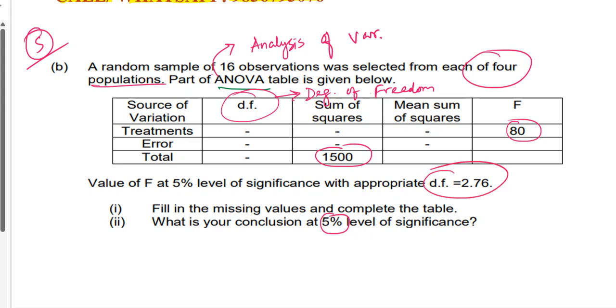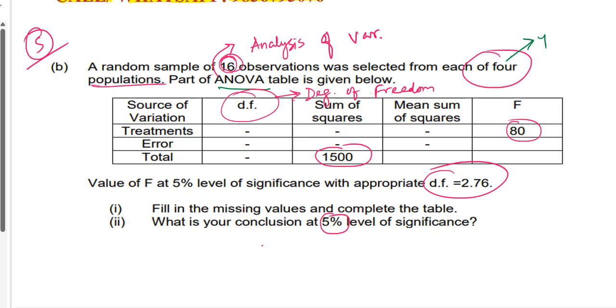And what is the sample size here? The sample size is 16, that means 16 observations. And what is the number of populations here? The total number of populations is 4. So that is the given.